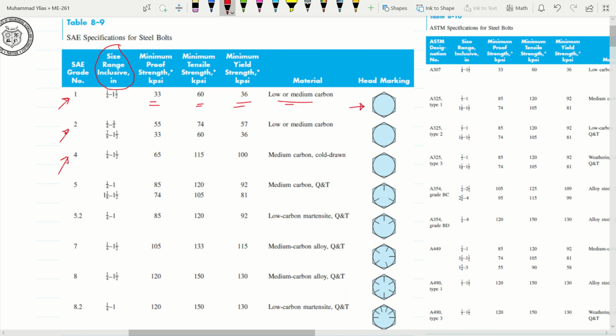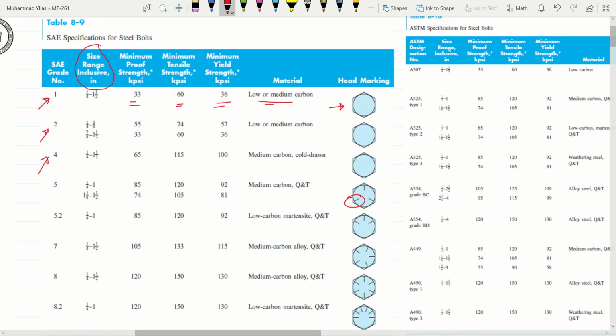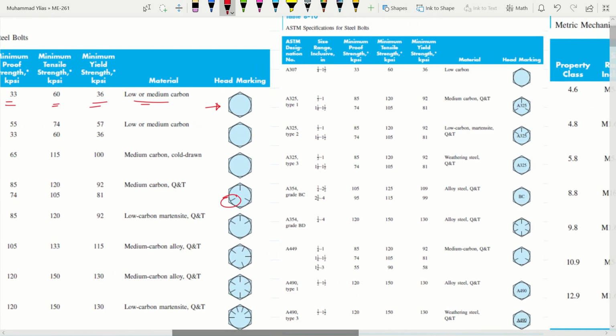With experience, one can identify, by counting the number of lines, which grade a bolt is, or vice versa. When the grade is given, one can expect or identify which kind of bolt head markings will be available.